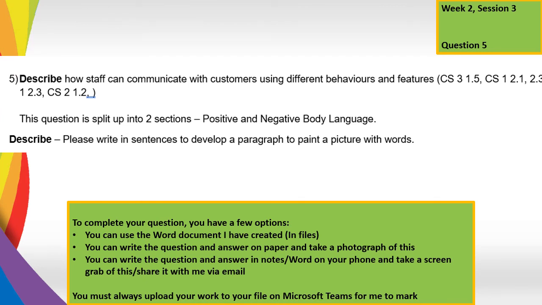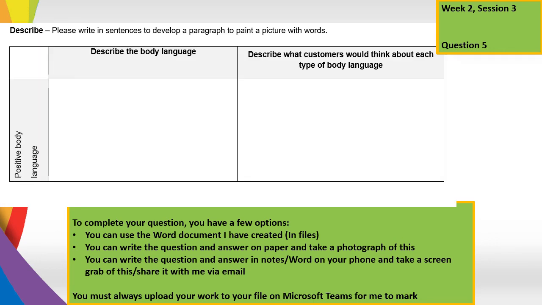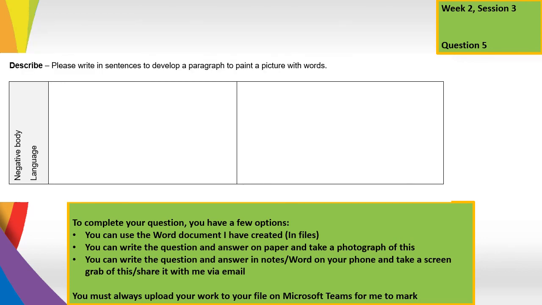So you're going to do this question again in 2 parts. So how staff communicate with customers using different behaviours and features, and this time we're looking at positive and negative body language. So your first part here is positive body language, so you're going to describe what that is using sentences, and then what would customers think about that type of body language. So hopefully you'll say it's a good thing. And then the next one is negative body language. How would customers feel with that one, and what it is again.